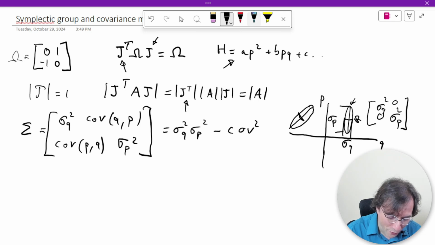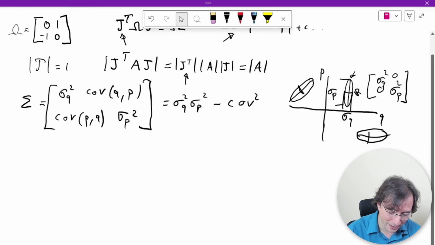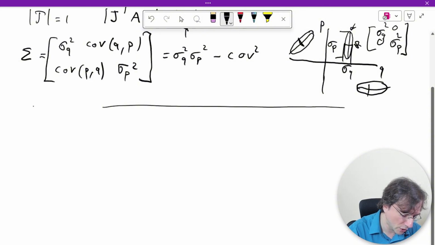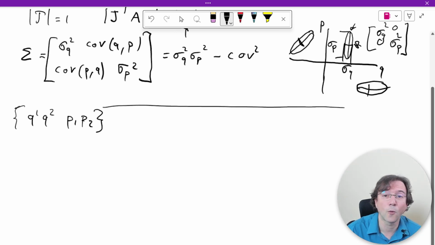So the question is, what's going to happen if we have multiple degrees of freedom? What happens when we don't have 2 by 2 matrices, where we don't have just one q and p, but we have, say, q1, q2, and p1 and p2? This would be the space that I'd like to study, and quite frankly, I don't know how to do it.